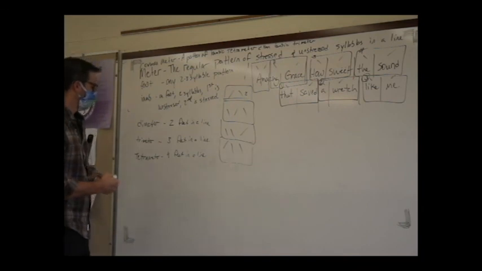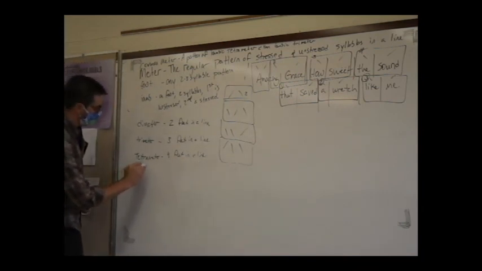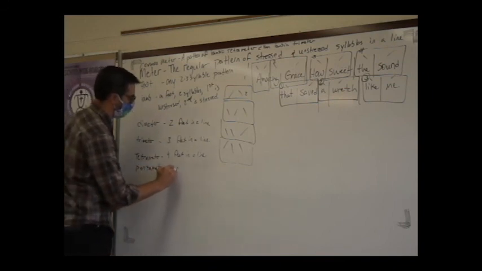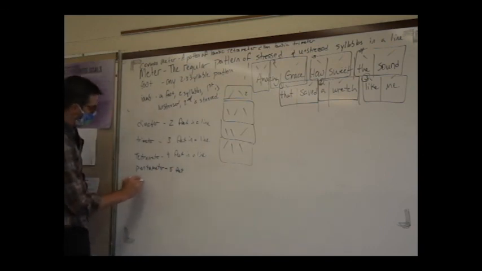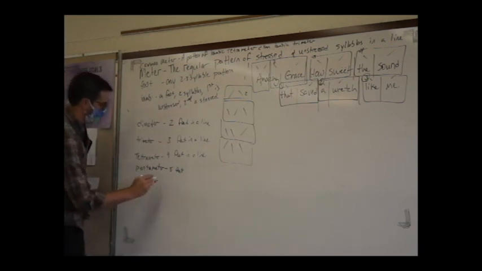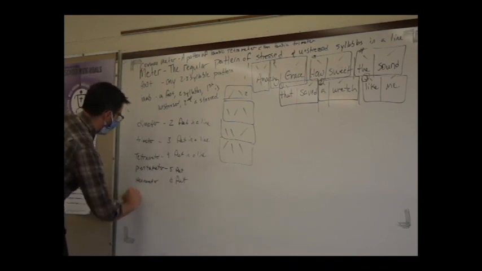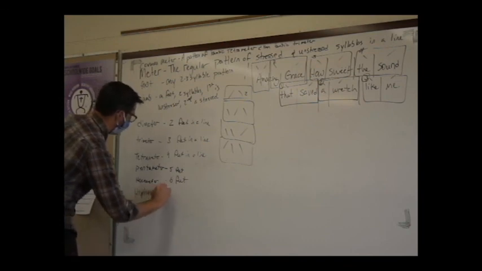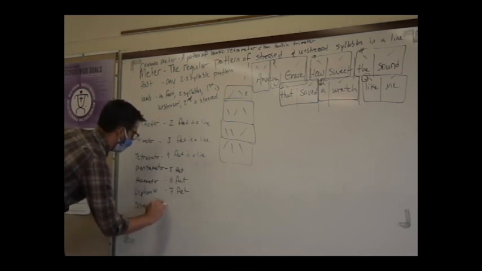Okay, so tetrameter is 4 feet in a line. Pentameter is 5 feet in a line. Hexameter is 6 feet. Heptameter is 7 feet. And octameter is 8 feet.